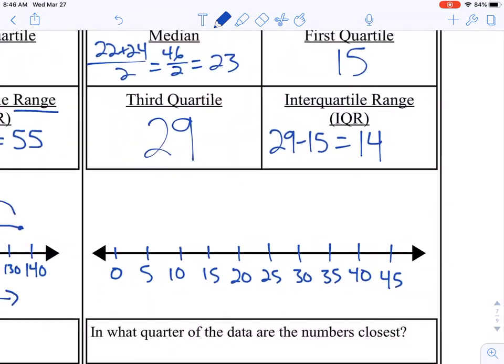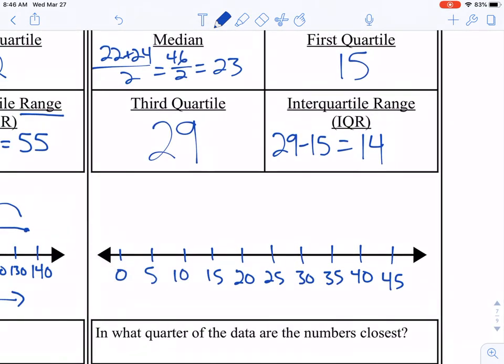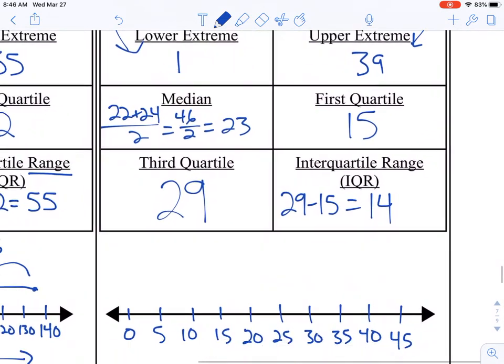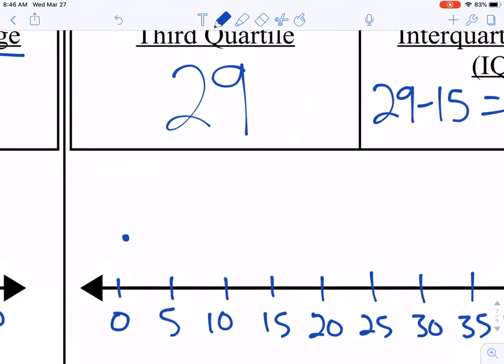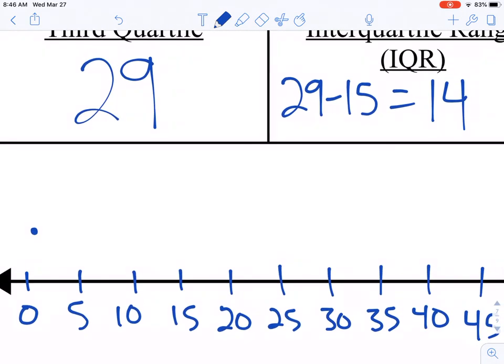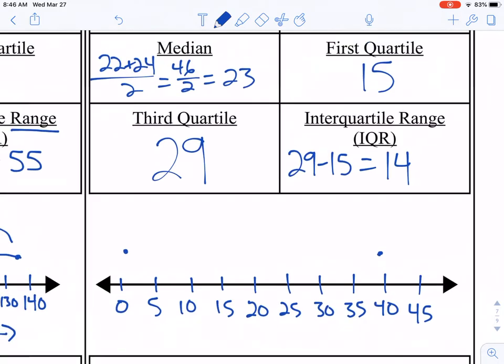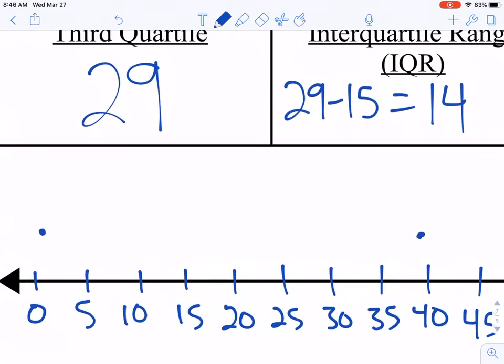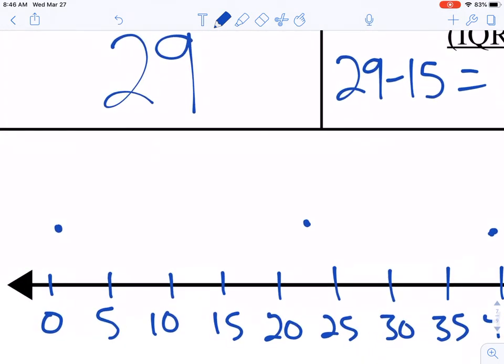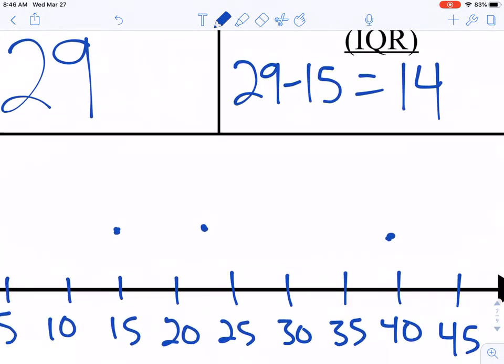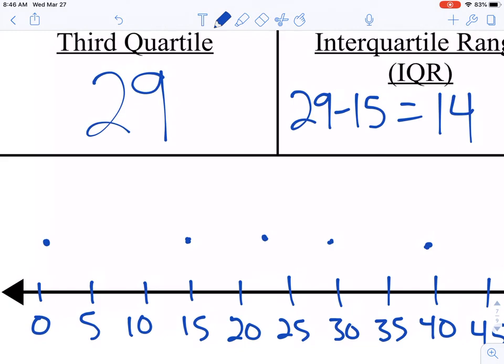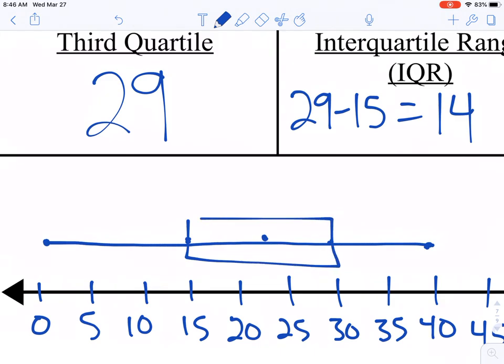Okay, then I go back in and I put my 5 dots on there. So first one is 1, and then my upper quartile was 39, my median 23, right about there, 15, and 29. Then I'm going to draw the line all the way through all of mine, and then just put my box in the middle. Again, it doesn't matter how you do it.